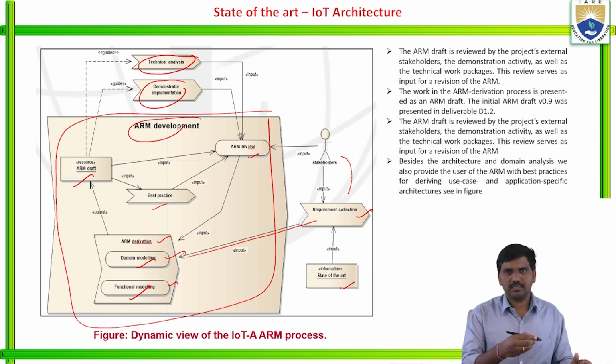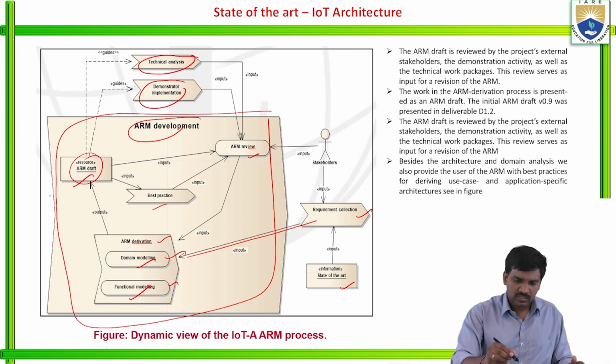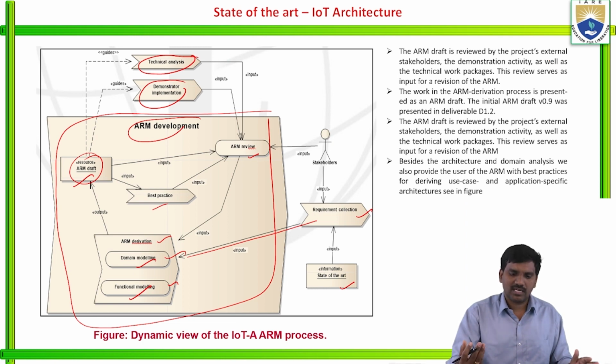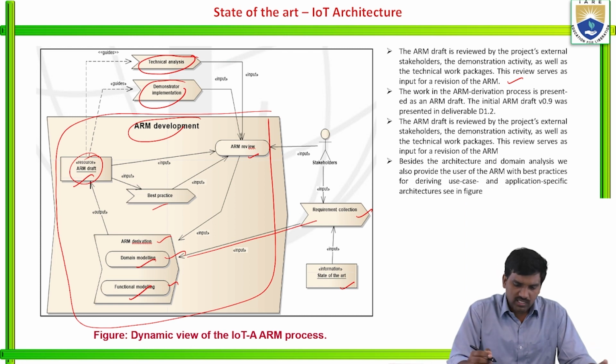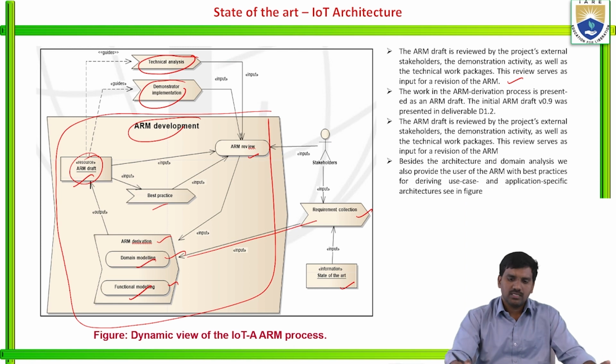Within four points I will conclude this dynamic view of the IoT architecture reference model. The ARM draft is reviewed by the project's external stakeholders, the demonstration activity, as well as the technical work packages. This review serves as input for revision of the ARM process. So here is the first point regarding ARM draft and ARM review. Next one, the work in the ARM derivation process is presented in the ARM draft only.